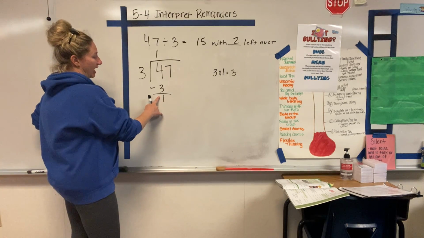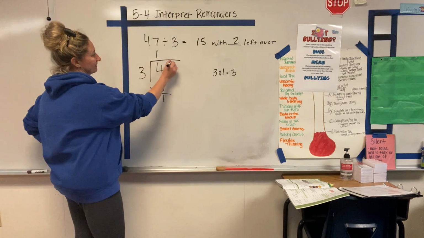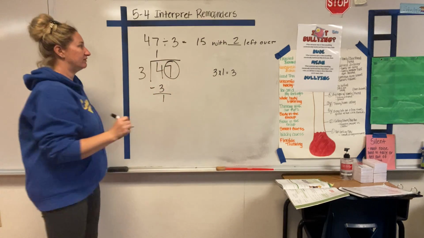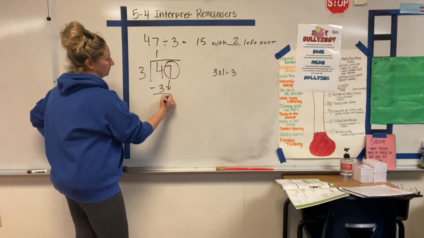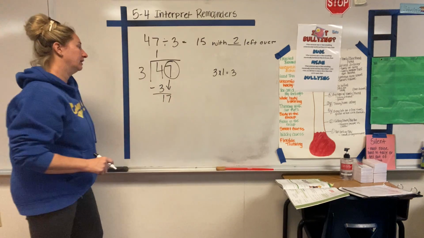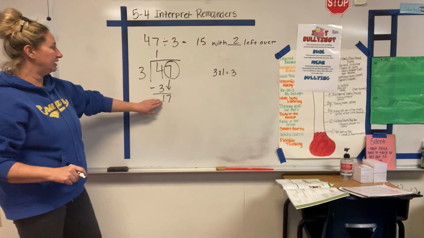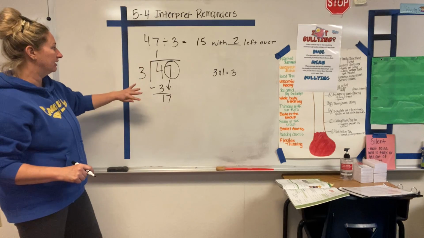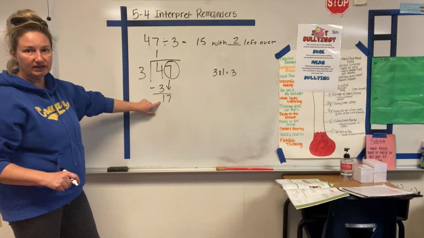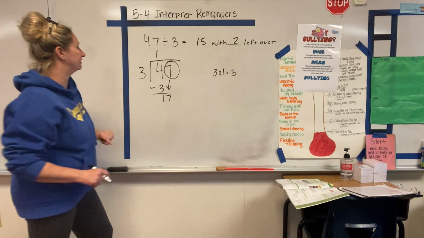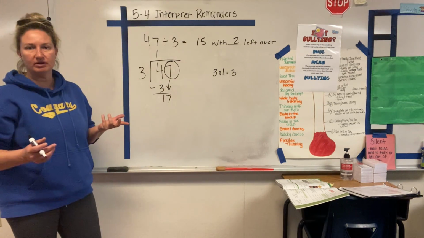Now, since I have this 7 here still, I'm not finished dividing. So I'm going to bring that 7 down and add it onto the 1 down here at the bottom. And now I'm going to repeat this division. So I'm going to say 3 goes into 17. So how many times does 3 go into 17? And I can count that on my hands probably.